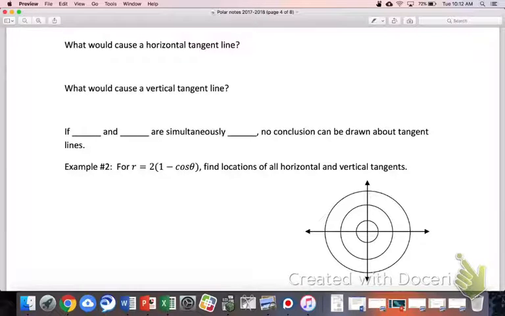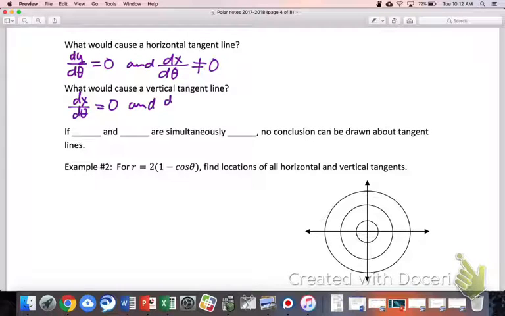Let's dig a little bit deeper, in terms of what we just talked about. If dy/dθ equals 0, and dx/dθ doesn't, isn't this just like that parametric stuff we did? It's just instead of dx/dt and dy/dt, it's dx/dθ and dy/dθ. So if dy/dθ is 0 and dx/dθ is not, then that's going to be a horizontal tangent line. What do you think about a vertical tangent line? Just the other way. That would be if dx/dθ is 0 and dy/dθ is not.